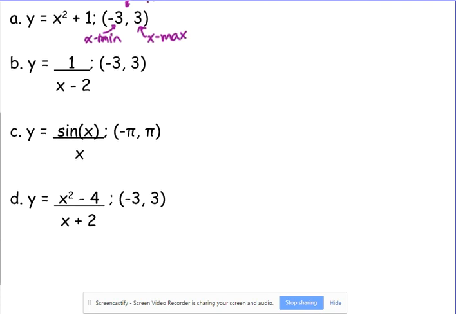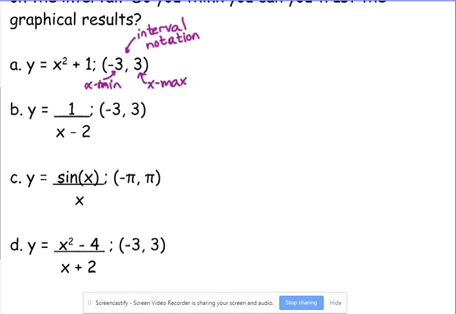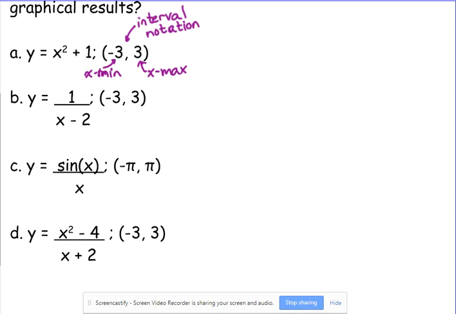Here are the 4 functions I want you to graph: x squared plus 1, 1 over x minus 2, sine of x over x, and x squared minus 4 over x plus 2. I want you to graph those individually, determine whether you think that they are continuous on those intervals, and whether or not you know that there's an issue. So pause the video, graph those in your calculator, write down those results in your notes, and then come back to the video and I'll share my results.